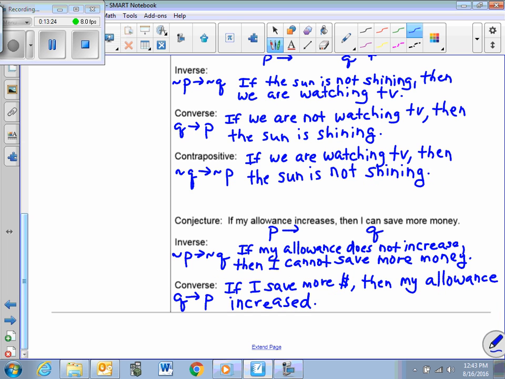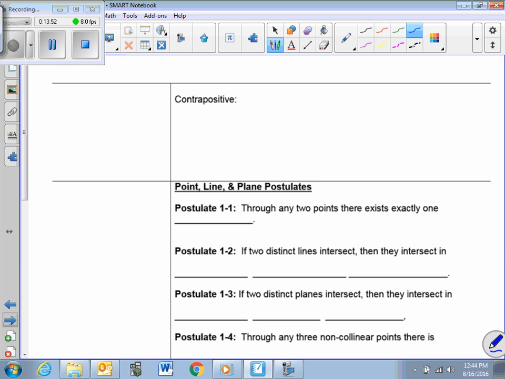And the next example, the conditional statement says, if my allowance increases, then I can save more money. Of course, we label our hypothesis as P, our conclusion as Q. And so the inverse, just like before, would be if not P, then not Q. The converse would be if Q, then P. I have a feeling the contrapositive is going to be on the next page. So let's make sure I remember this. If my allowance increases, then I can save more money. So yep, here's the contrapositive. It is if not Q, then not P.